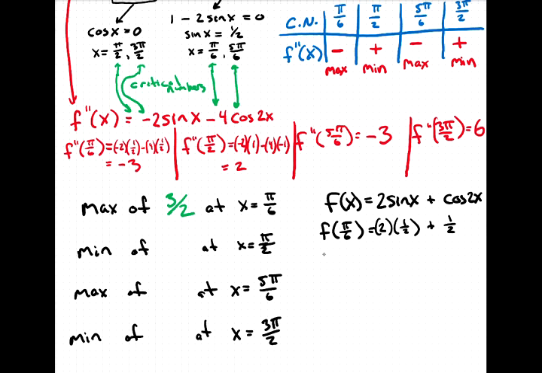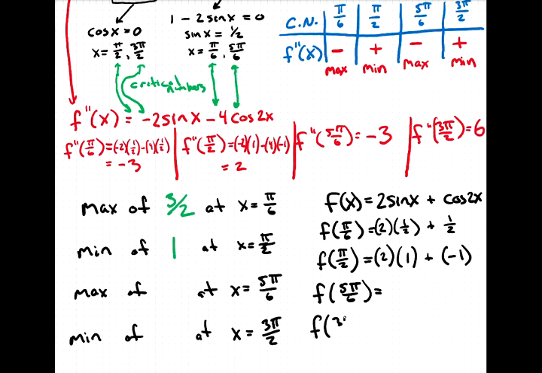All right, we plug the next x value in, f of pi over 2. Again, we need the y values of the original function. So that's 2 times 1 plus a negative 1. Sine of pi over 2 is 1, and the cosine of pi is negative 1. And so 2 minus 1 is 1. And so the minimum value is 1 when x is pi over 2. And the same thing, we'll have to plug in 5 pi over 6 into our original function, and we'll have to plug in 3 pi over 2 into our original function.